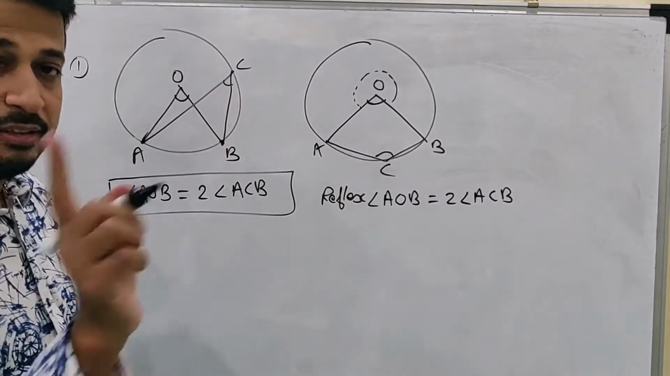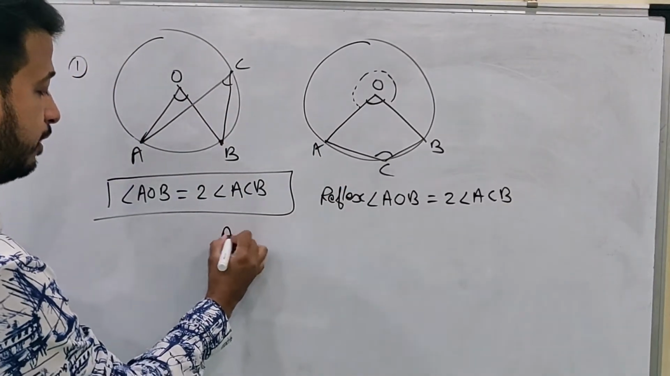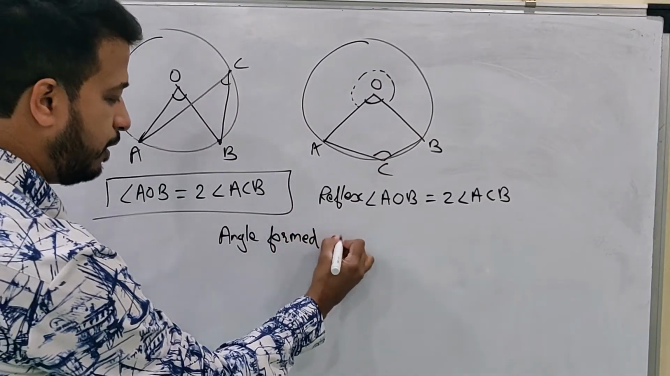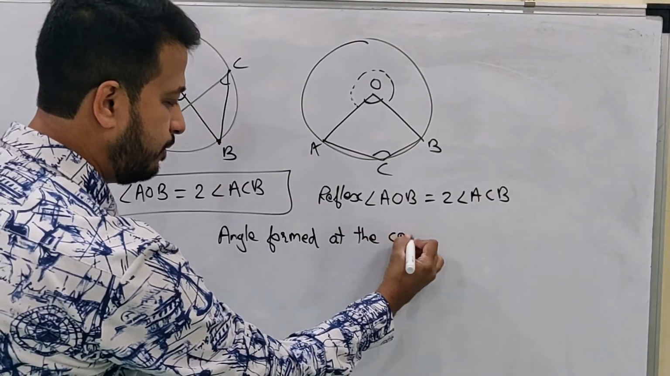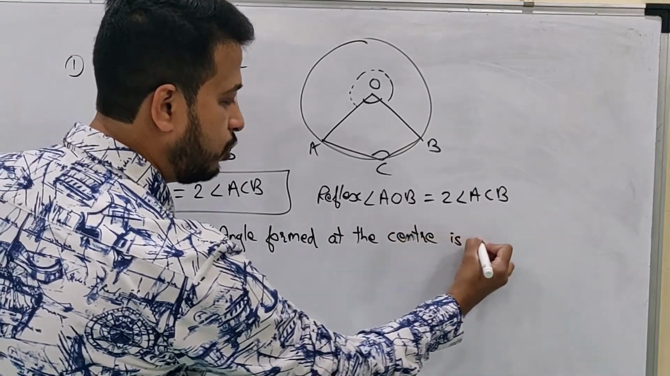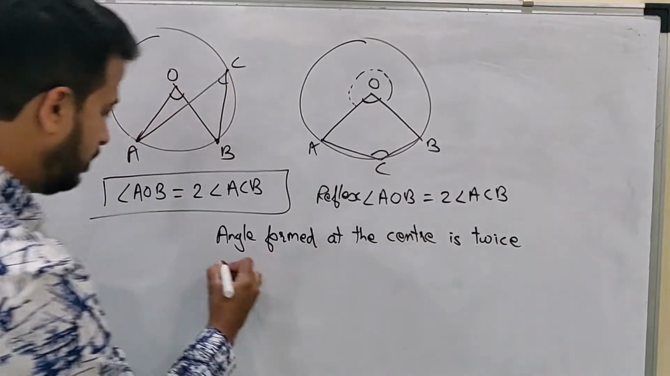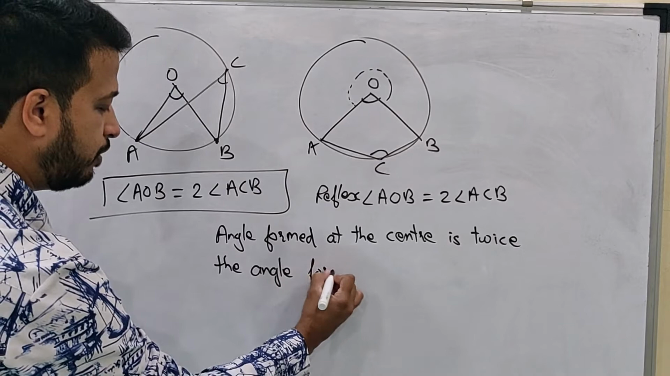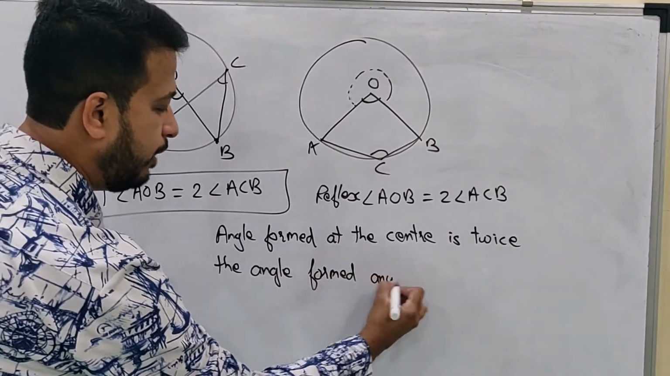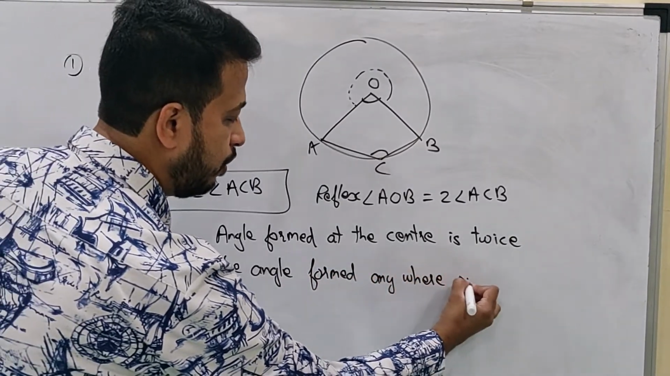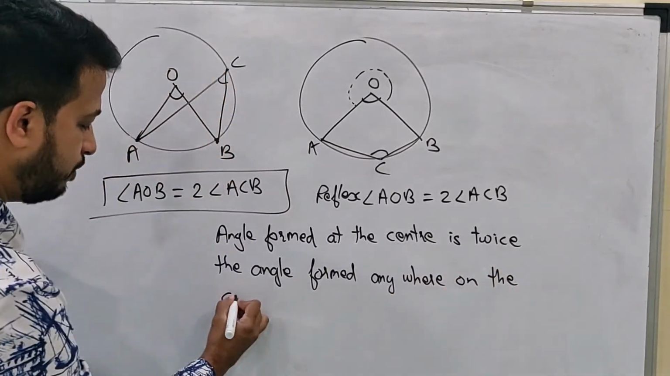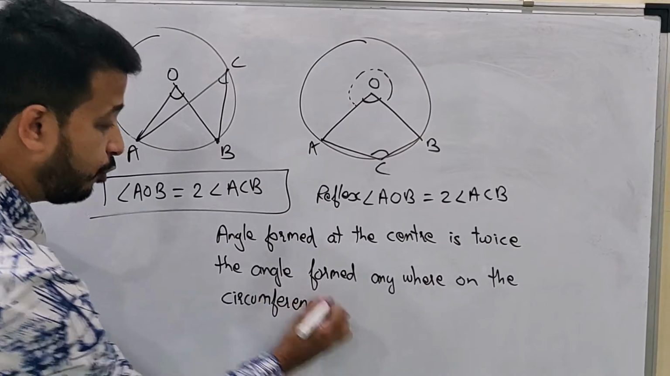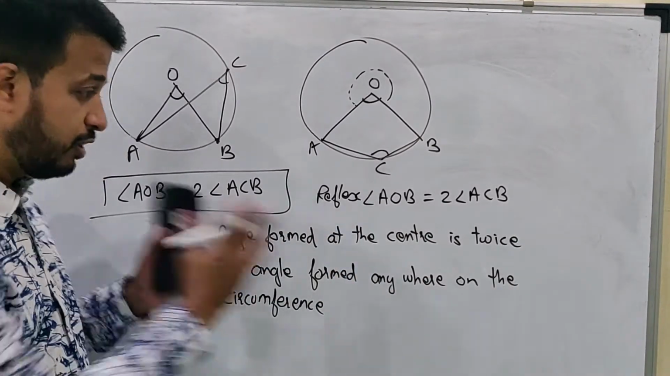So what is my property? Let's see one more time. Angle formed at the center is twice the angle formed anywhere on the circumference. Now we have to mention this. If you don't mention this statement, they are not going to give you marks. So this statement is very important.